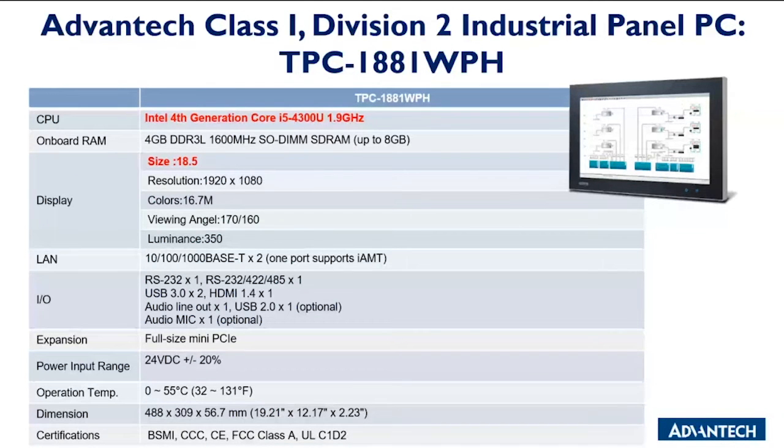And another one is a bigger one with higher performance. That is the TPC 1881 WPS. This one has a wide screen. This model supports Intel fourth generation Core i5, and the size is bigger, 18.5 inch. And of course the C1D2 certification also applies to this type of product.